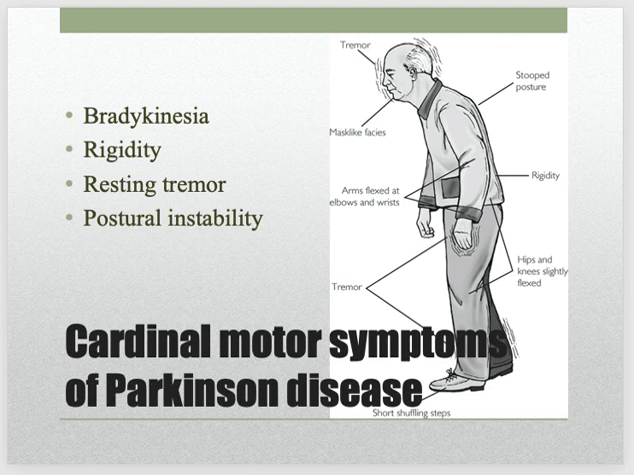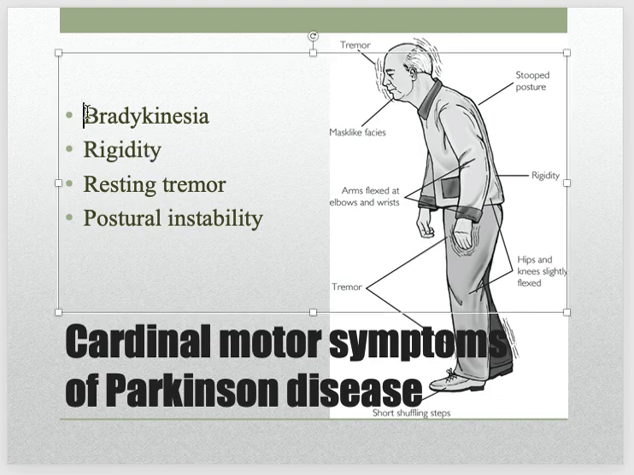Okay, so as I told you, one of the mnemonics is TRAP. So remember, T is for tremor, R is for rigidity, A is for akinesia or bradykinesia, okay? And P is for postural instability. So this is a mnemonic, or these are the cardinal motor symptoms of Parkinson's disease, okay?